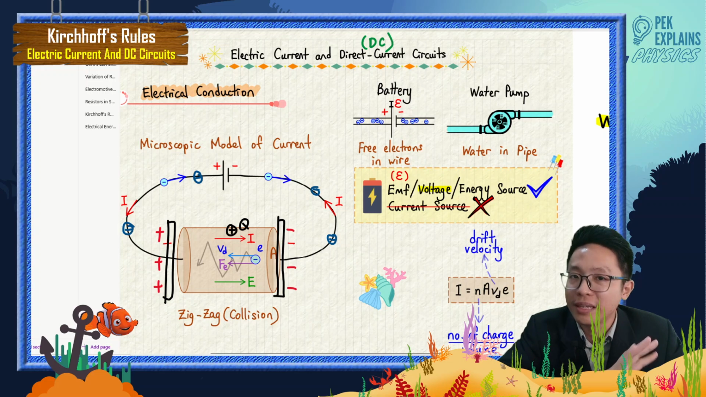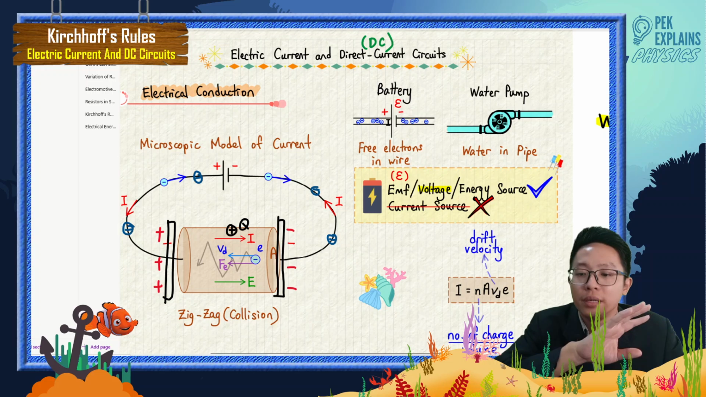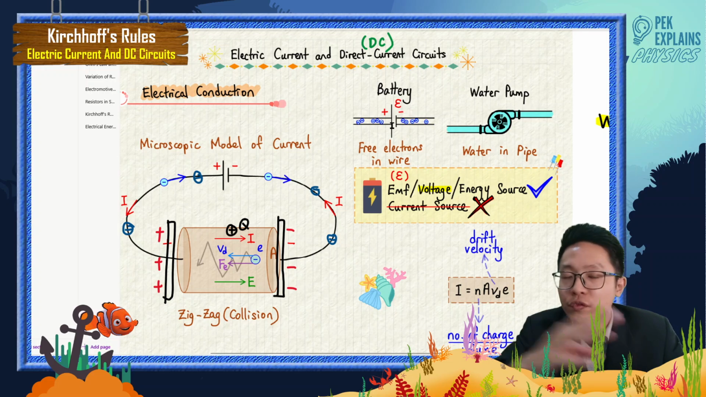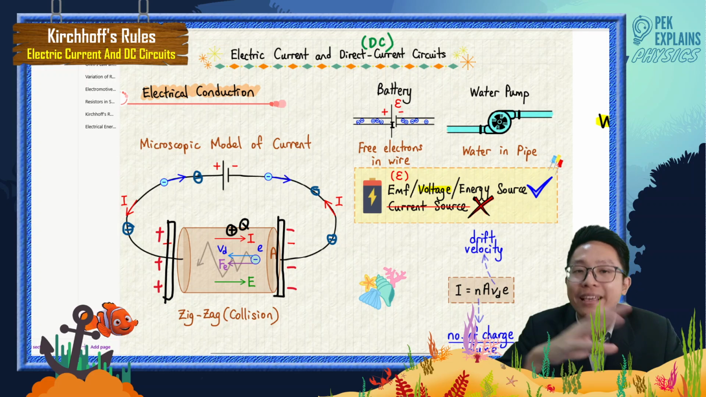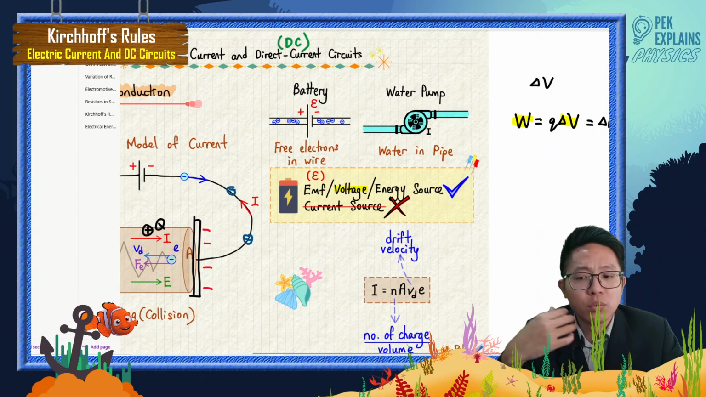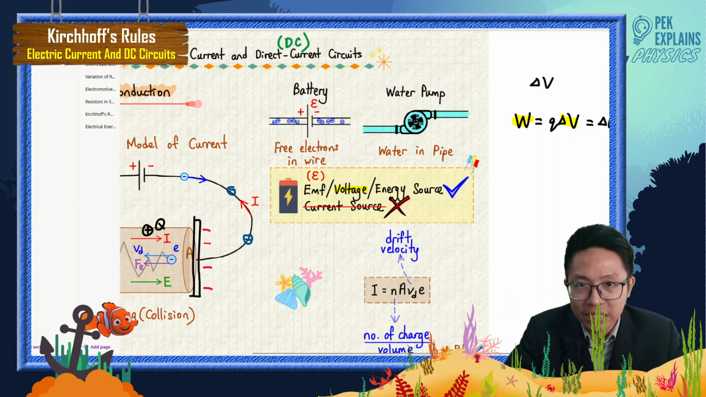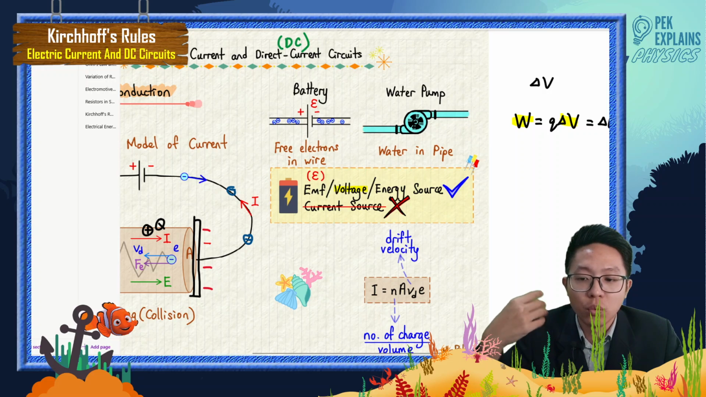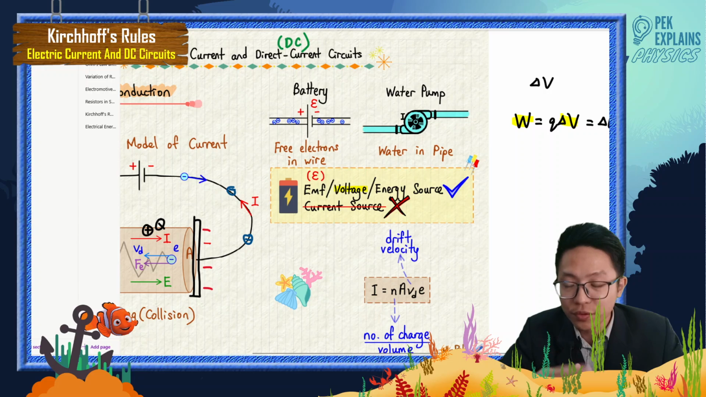So the battery does not provide electrons. Electrons already exist in the wire, because the wire is a conductor and has many free electrons. The battery is just there to move the electrons that already exist in the wire. Understand? It's just like a water pump. The water already exists in the pipe. The water pump is not there to provide the water; it is just there to move the water, providing energy for the water to move in the pipe.